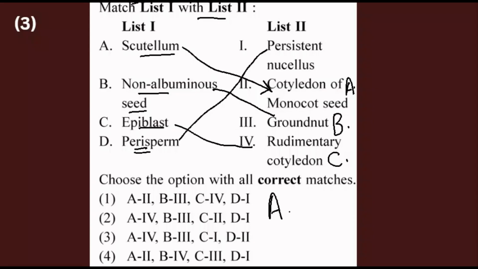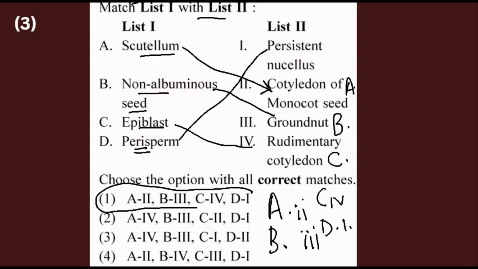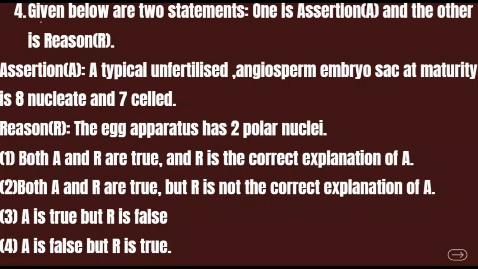Option A, 2, should be 3. Option C should be, and option D should be 1. This one option, which it is? A2, B3, C4 and D1. That is option 1.